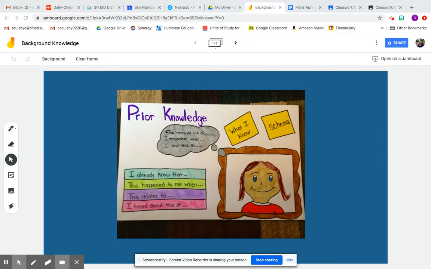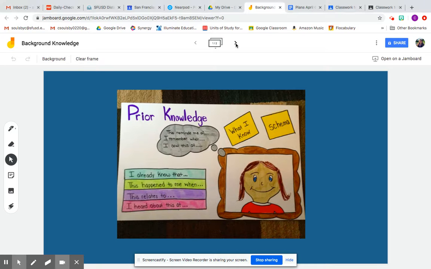If you take a look at the screen, it says, this reminds me of, I remember when, I saw this at. It's what you know, it's your schema. So before we even read a book, we think about what we already know about the genre, about the topic, and make connections to that so that we can better understand.